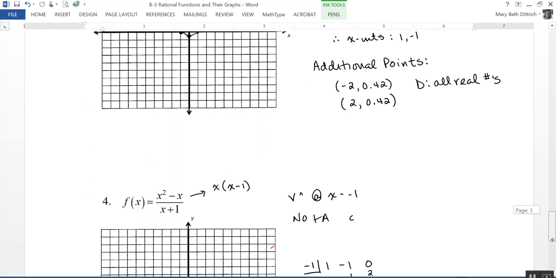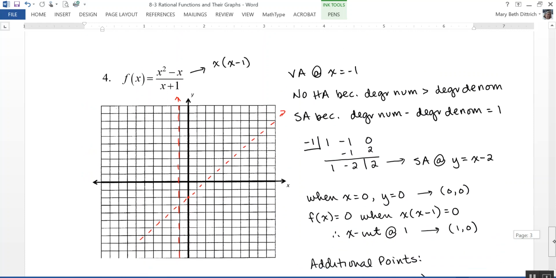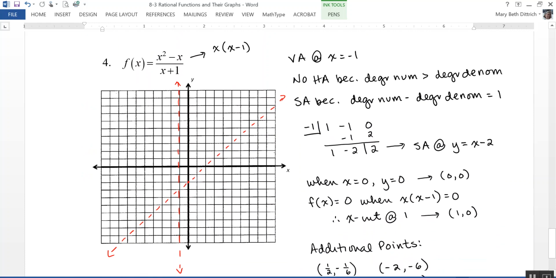Let's take a look at our last example here. F of x equals x squared minus x over x plus 1. And I went ahead and I factored my numerator. All I can do is take out a greatest common factor of x. And vertical asymptote is going to be the value of x that makes my denominator 0, so that's going to be at x equals -1. And I have no horizontal asymptote because the degree of the numerator is greater than the degree of the denominator. That's 2 over 1, so no horizontal asymptote.